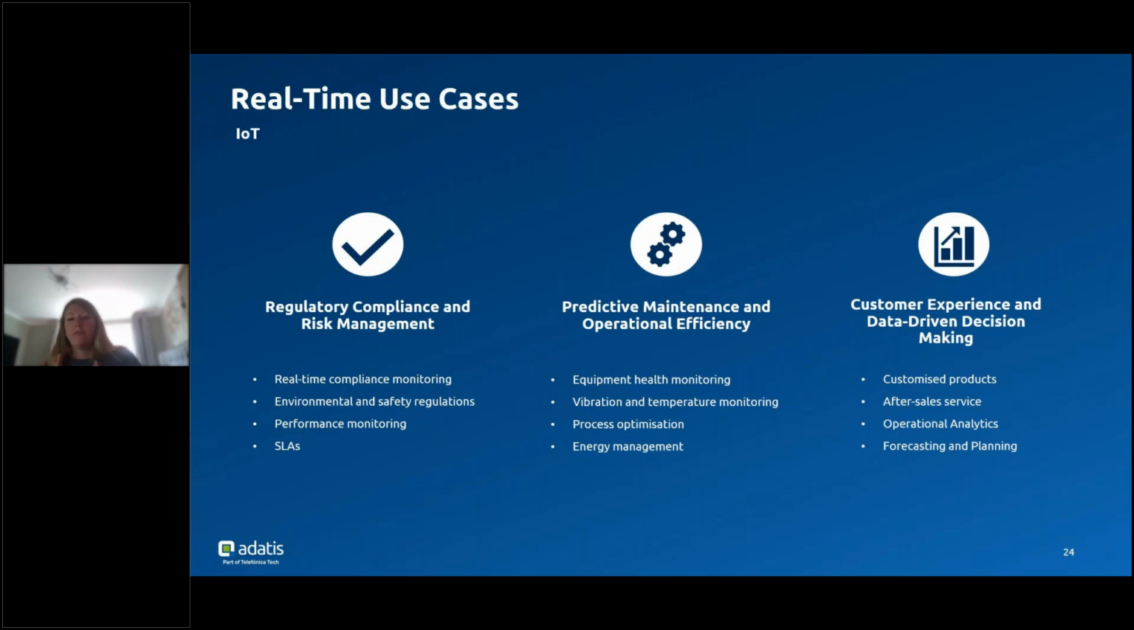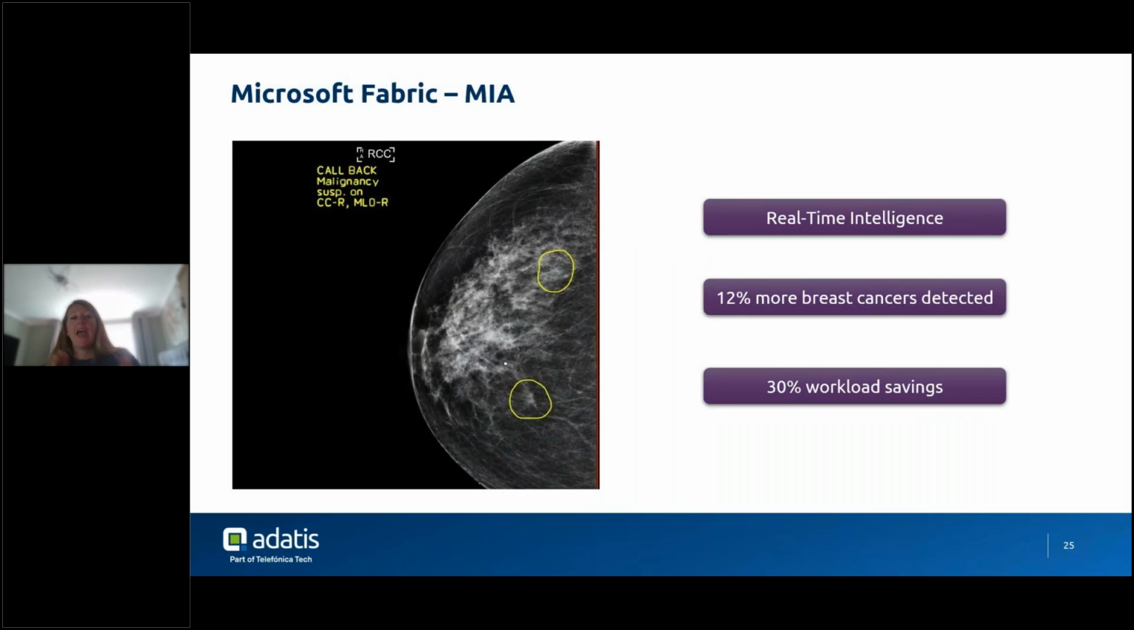So the way they've got it to work is it's working with AI and real-time intelligence. And what they've done is they've built this piece of software, and it's all about working with mammograms and the detection of breast cancer.